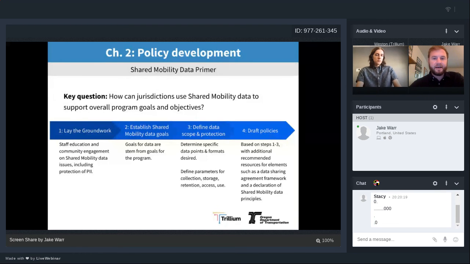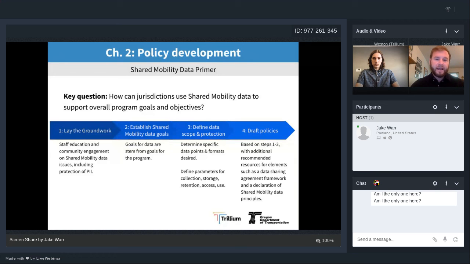There might be a variety of goals that a jurisdiction wants to accomplish through a shared mobility service or program, and data is really necessary for that in terms of transportation planning goals, equity goals, like I said, just general mobility goals and access goals for the residents of an area. You need the data to be able to measure whether those are being accomplished and also get some insight into how they can be accomplished. So the process that we recommend is a 4-step process.